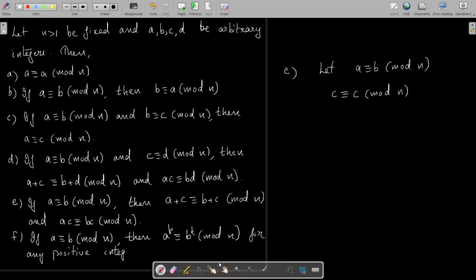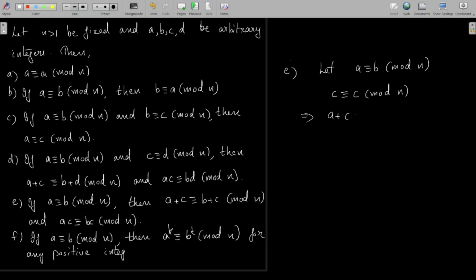Now we can use the result which we have proved just before. That is, here there are two congruences, a congruent to b mod n and c congruent to d mod n. Then a plus c is congruent to b plus d mod n and a into c is congruent to b into d mod n. Likewise, here a congruent to b mod n and c congruent to c mod n, which implies that a plus c is congruent to b plus c mod n, and also a into c is congruent to b into c mod n. So this result is a special case of the result which we have proved before.